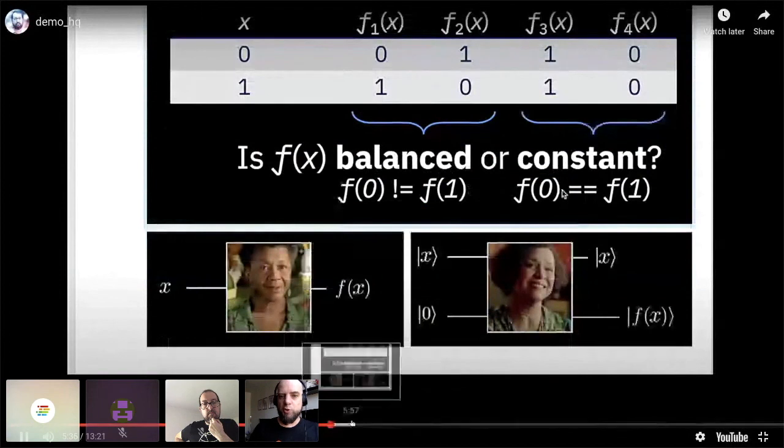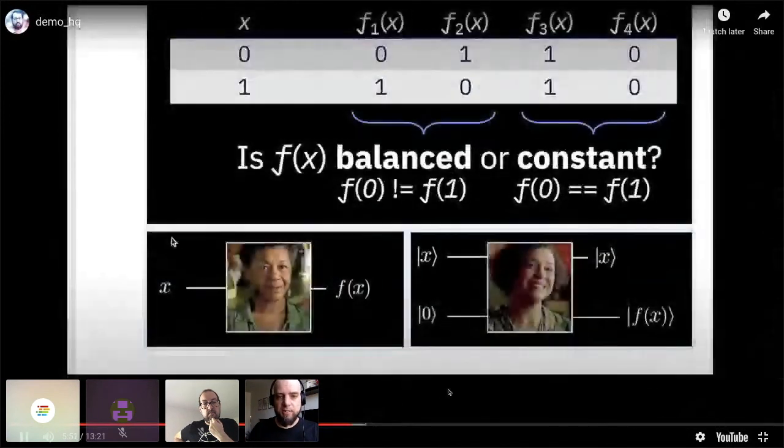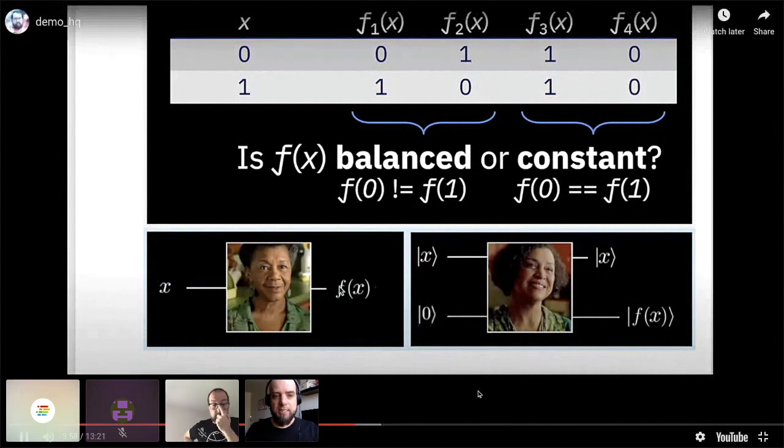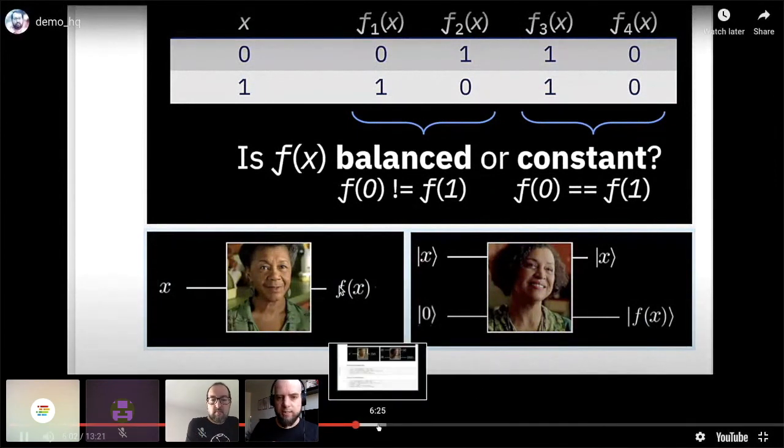So in order to represent this situation, the first thing that we have to do is to have all these functions as quantum circuits. And that's what we're going to do in the next section.